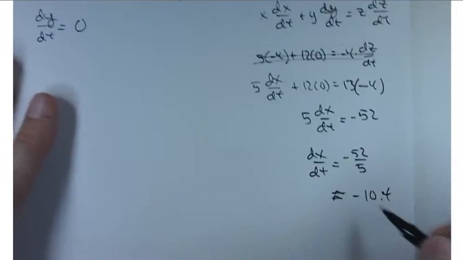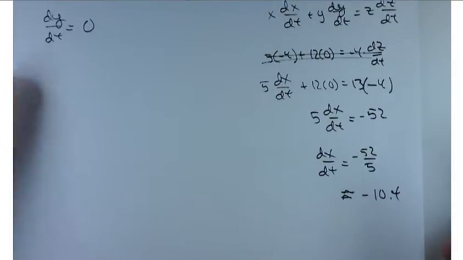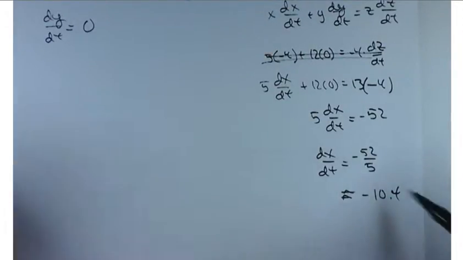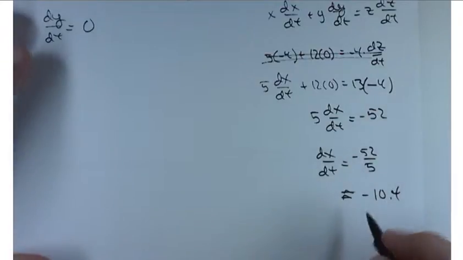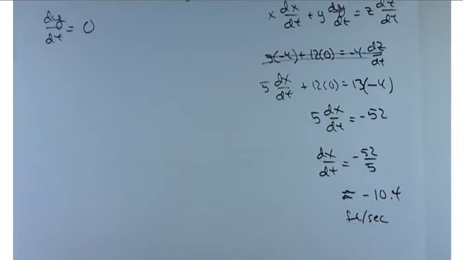What units would go with this? Let me go back to that in a second. What units go with this? Feet per second. All right, it's going to be a rate. In this case, it's feet per second.